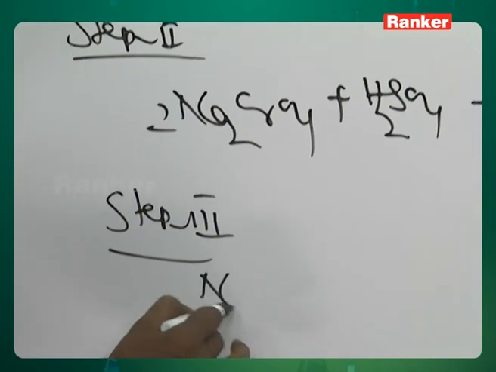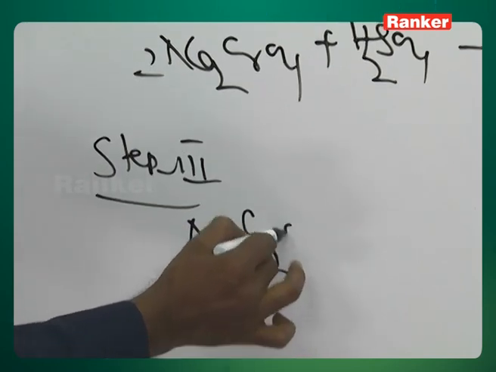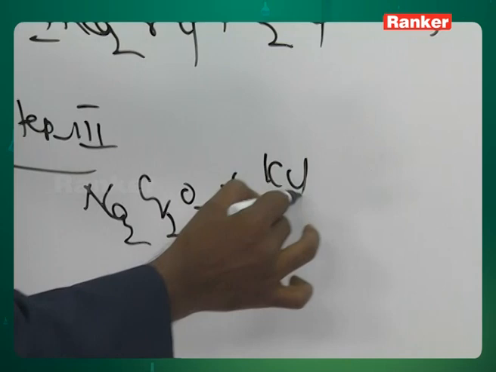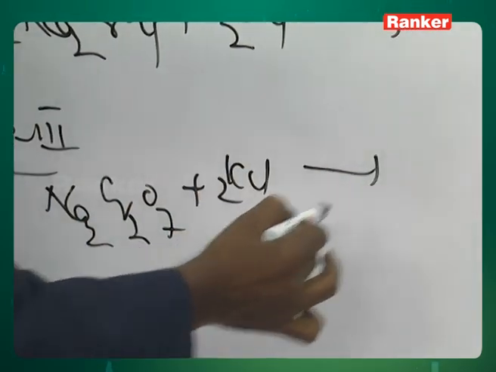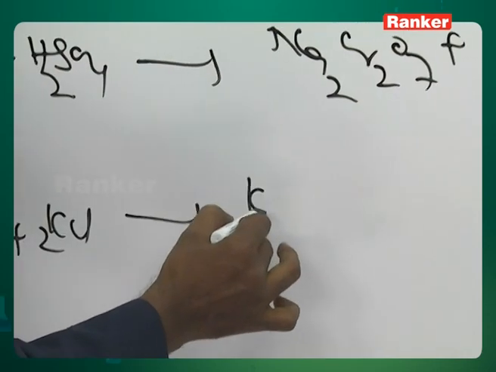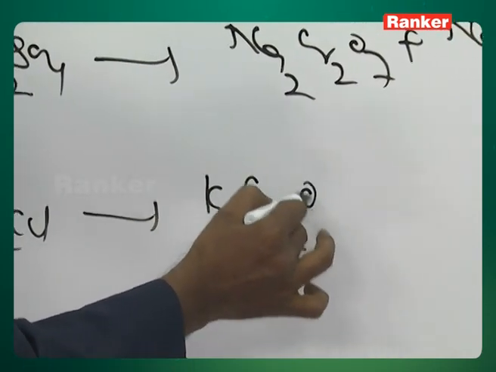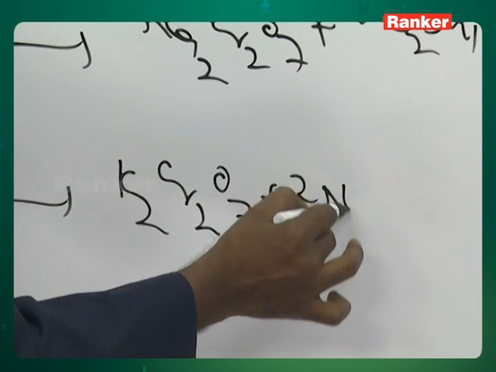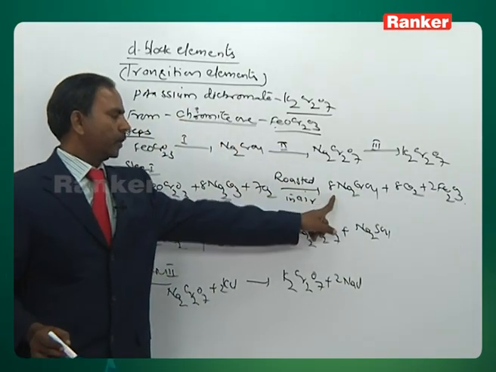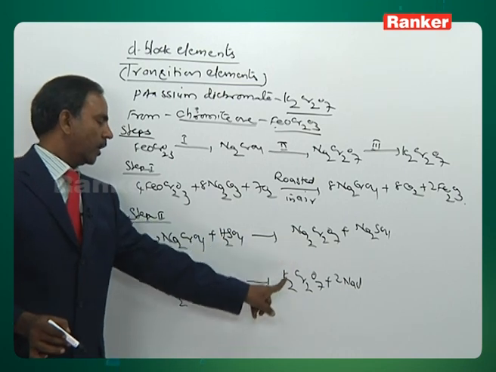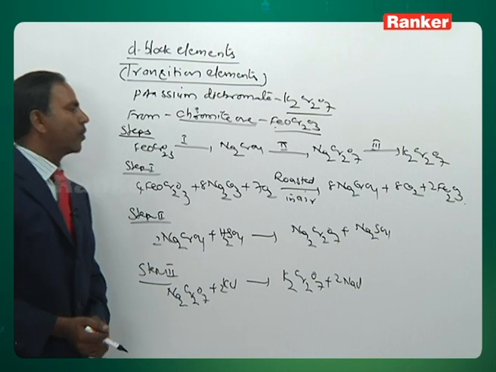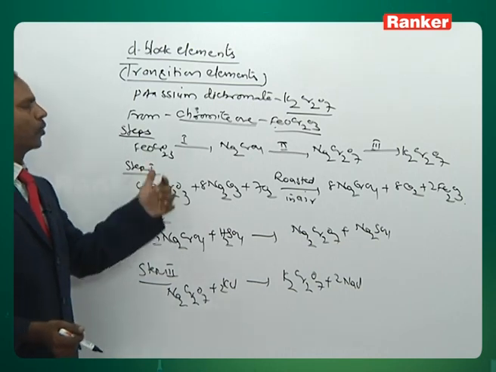This particular sodium dichromate, Na2Cr2O7, treated with what? KCl. Then simply potassium ions substitute sodium ions, and you are getting K2Cr2O7 plus 2 NaCl. Like this, first you are getting sodium chromate, the second sodium dichromate, and then potassium dichromate. In this way, commercially we are preparing potassium dichromate from chromate ore.